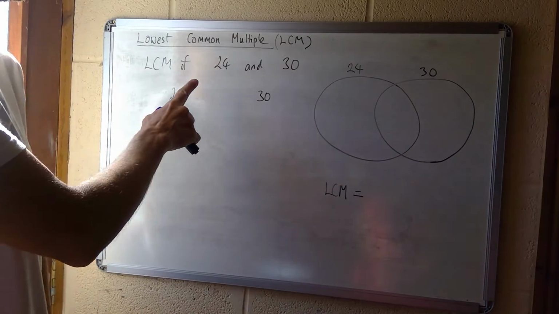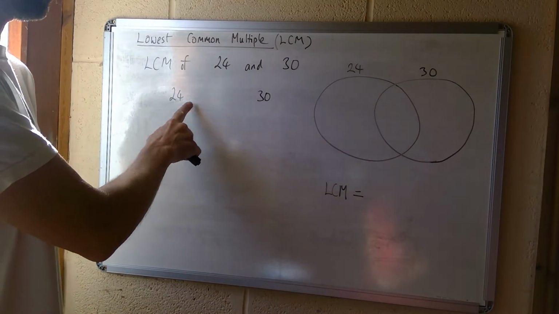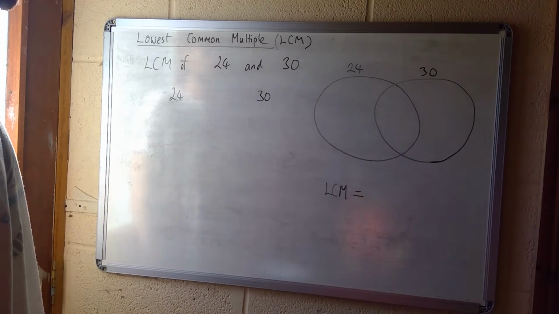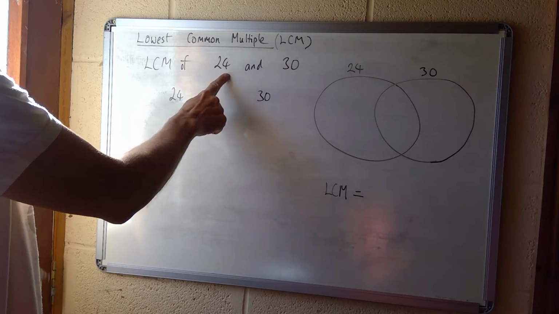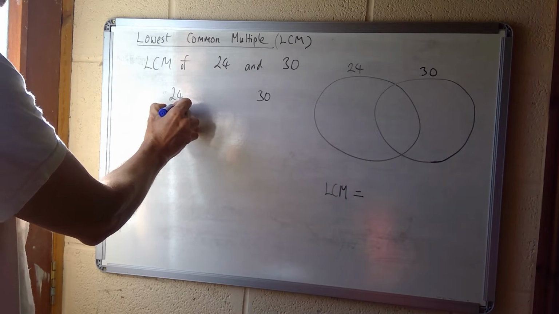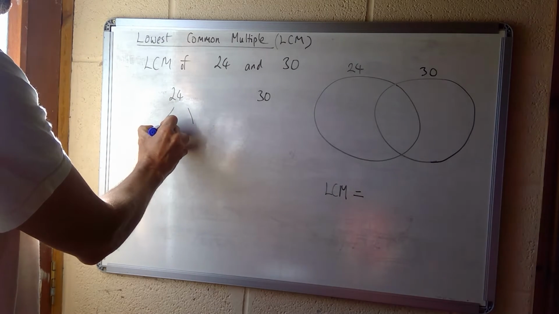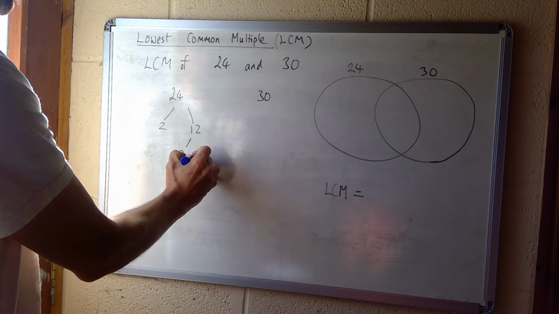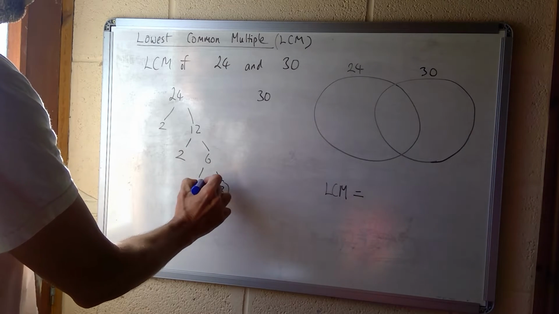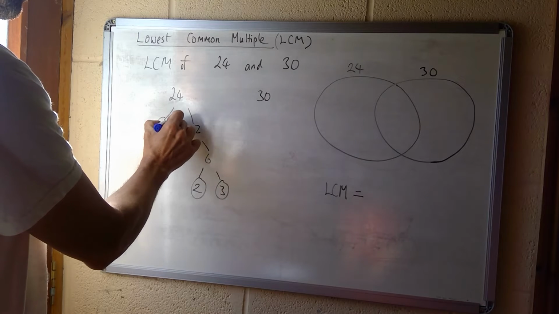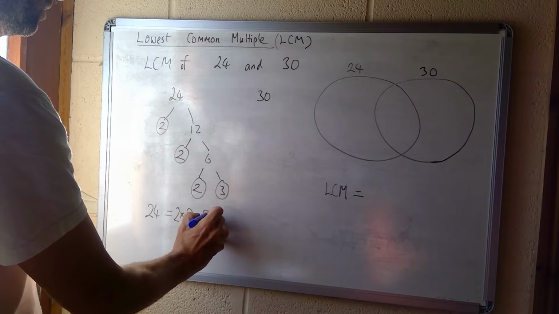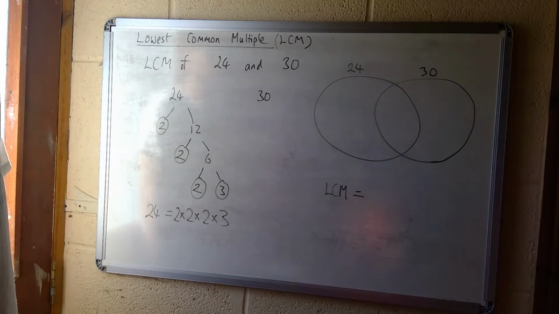The second method involves prime factor decomposition or factor trees and a Venn diagram. So I want to work out the lowest common multiple of 24 and 30. So I need to write 24 as a product of its primes. So it's 2 times 12, which in turn is 2 times 6, which is 2 times 3. These are all prime, so 24 equals 2 times 2 times 2 times 3.